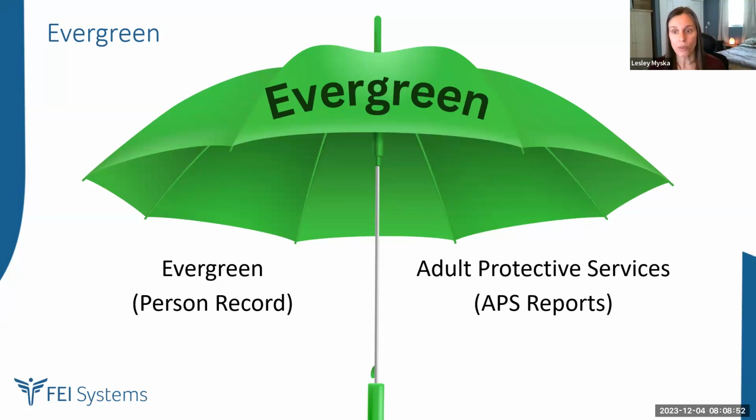However, it's important to note that both sections share the Evergreen person record, which contains all of the relevant person details such as demographics, identifiers like the A number and social security number, health information, etc. Because the Evergreen person record is shared, Adult Protective Services and Public Guardianship Conservatorship staff will also have access to view and edit the data captured at the person record level. Next slide, please, Miranda.